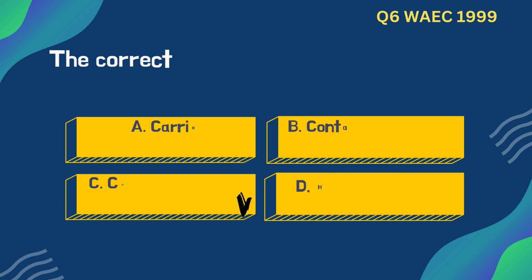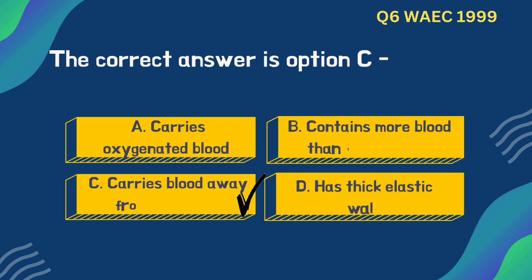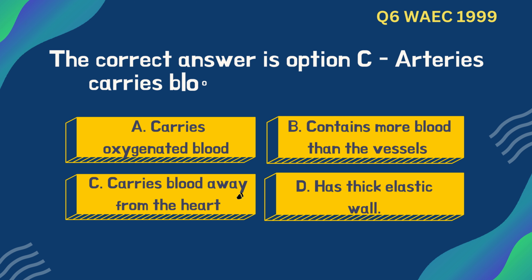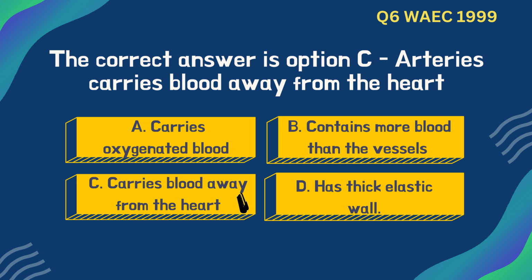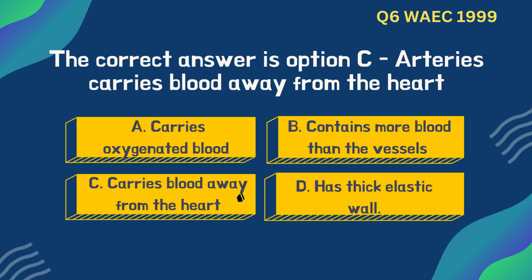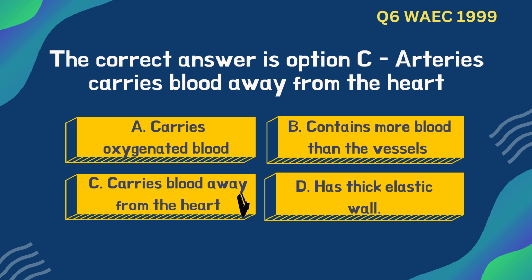The correct option is option C. All arteries carry blood away from the heart. Option A is wrong because not all arteries contain oxygenated blood. Pulmonary arteries actually contain deoxygenated blood.